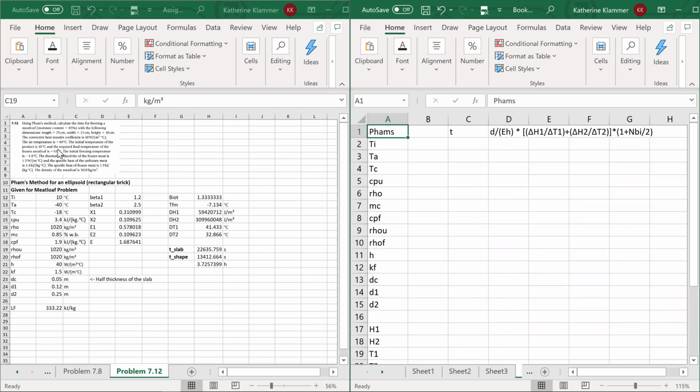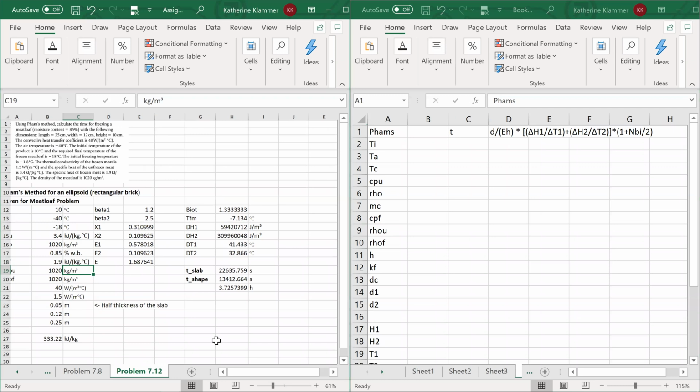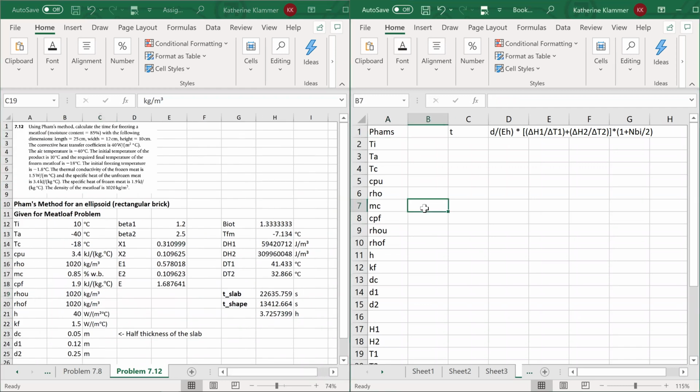If we look at the problem, we can start filling in some of these things. We're doing a meatloaf with a moisture content of 85%, so we're going to put in 0.85. Then the dimensions: length, width, and height. With Pham's equation, the most important thing to remember is that we're looking for the distance to the center of the product, the center of the meatloaf, or the center of the strawberry. You find that by taking the smallest dimension and dividing it by 2. If the height is 10 centimeters, then to get to the middle you divide by 2, and that gives you the middle of the product.